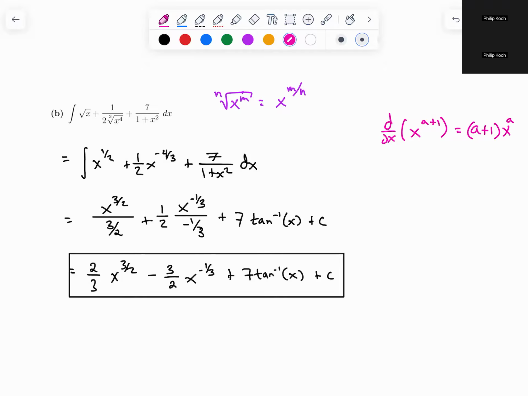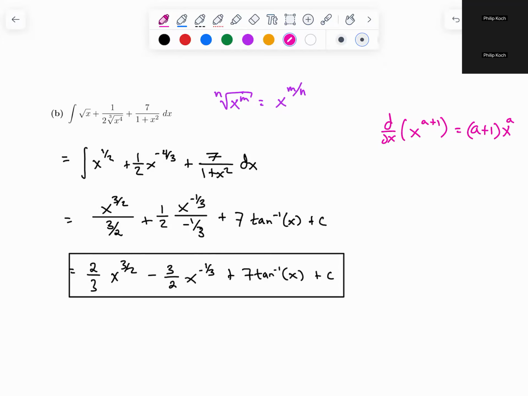The first thing is converting the square root of x to x to the 1/2. The 1/2 times the third root of x to the 4th is 1/2 x to the negative 4/3. And then the 7 over 1 plus x squared, we can't really do anything with that. We kind of have to leave it as is. So that's two power rules, and then the antiderivative of an inverse trig function.